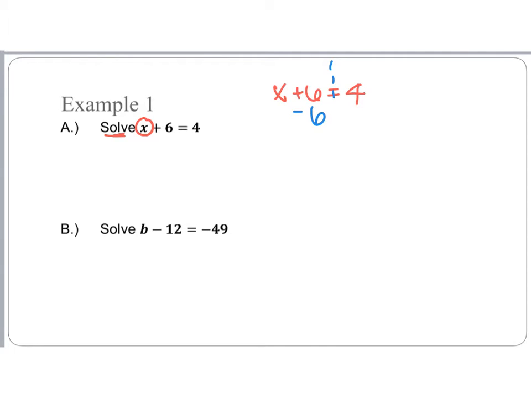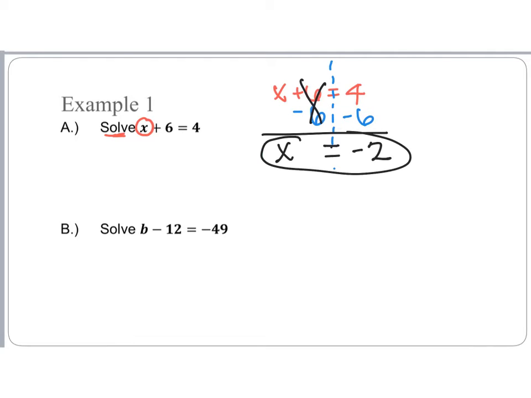Now if you want to think about it, that equal sign is kind of like the center of your scales. So anything you do to one side of the equal sign, you have to also do on the other side. So because I subtracted 6 from the left side, I must also subtract 6 from the right side. Now I have no other like terms on the left, so I'm going to bring my x down. A positive 6 plus a negative 6, those are going to cancel, and that's going to leave me with 4 plus a negative 6, which is negative 2. So when I solve this, I get x equals negative 2.